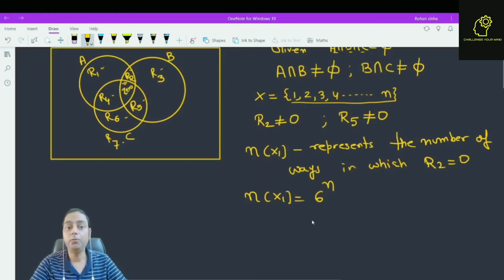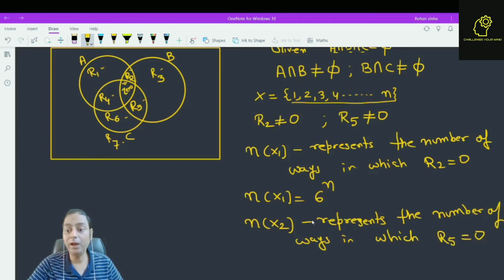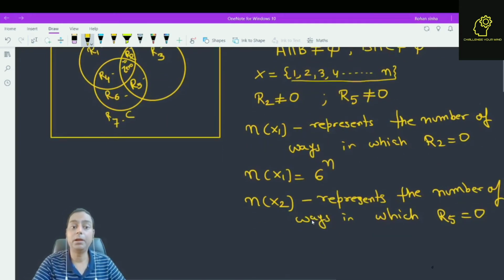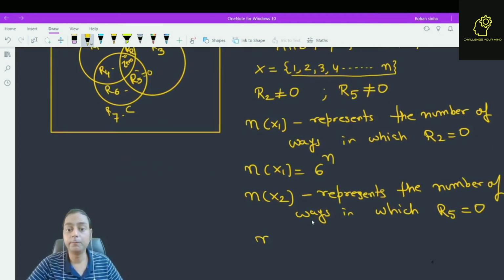Now what about n(X2)? n(X2) represents the number of ways in which R5 is 0. Now if R5 is 0, again we have 6 regions, because total regions are 7, and if we take this 0, how many regions remain? 6 regions. So n(X2) also is 6 raised to n.